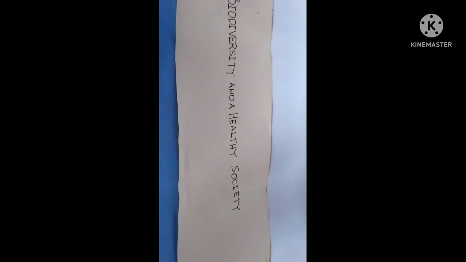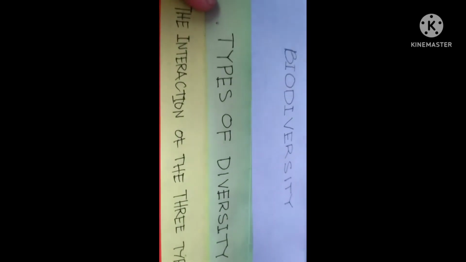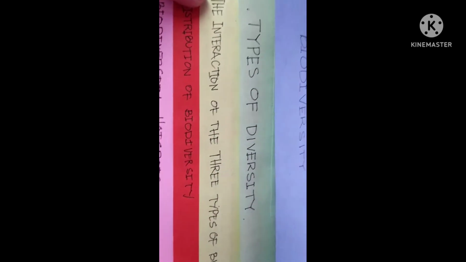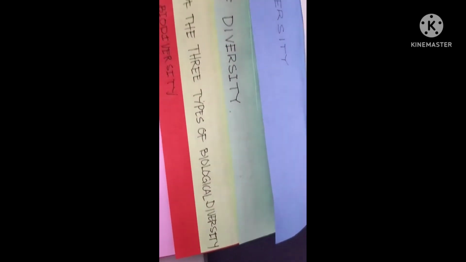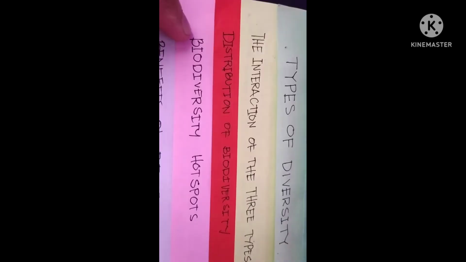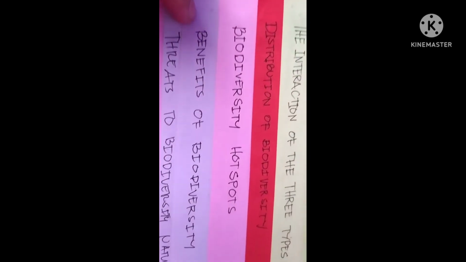So this is the title I chose, which is Biodiversity and Healthy Society, and what it contains is, first, biodiversity. Next, we have types of biodiversity. And third, we have interaction of the three types of biodiversity. And fourth, we have distribution of biodiversity. And fifth, we have biodiversity hotspot. And sixth, we have benefits of biodiversity.